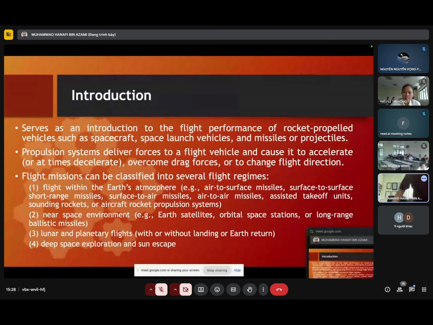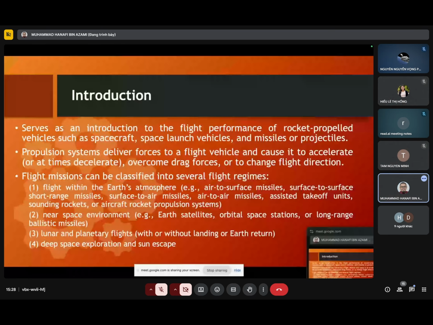Sorry. Overcome the drag force, and again, it is used to change the flight direction. So maybe you want to maneuver, you want to go on an interplanetary mission, you want to change the orientation, etc. So flight missions, in this certain book, he said can be classified into several flight regimes.